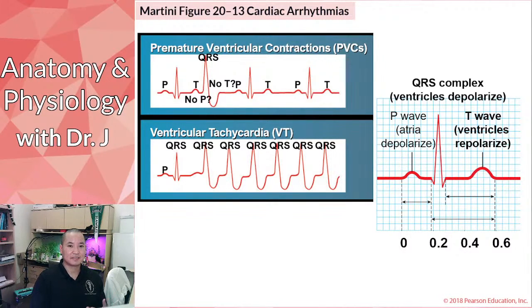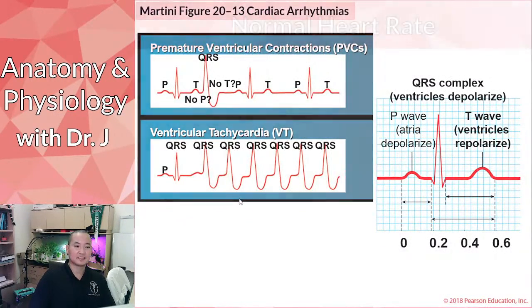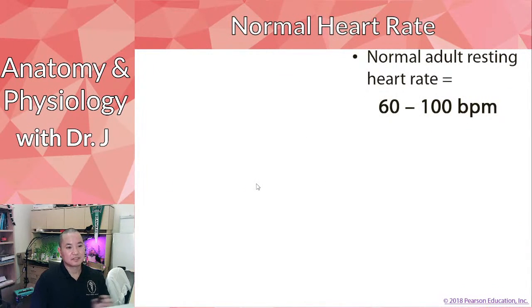Because tachy means fast, but now it's so fast that we don't really see normal P or T waves anymore. We see QRS complexes, so now the ventricles are depolarizing at a very fast rate. That means our ventricles are contracting at a very fast rate. And the interesting thing is that ventricular tachycardia, if you don't intervene in time, can turn into something called ventricular fibrillation.